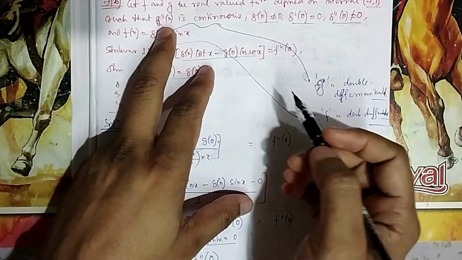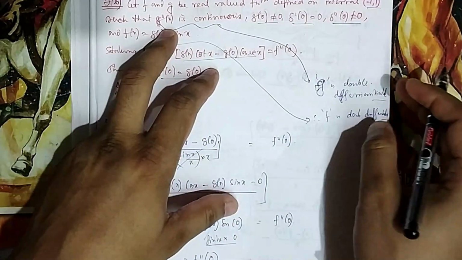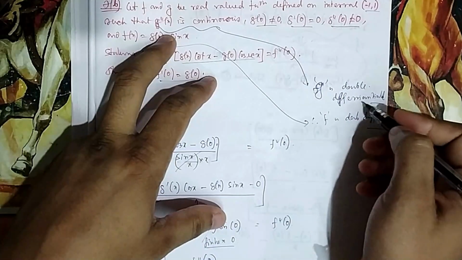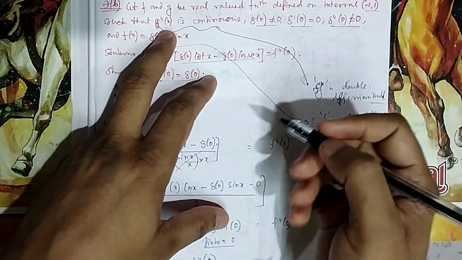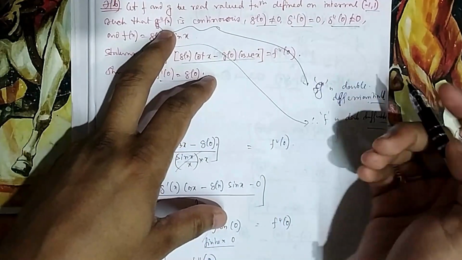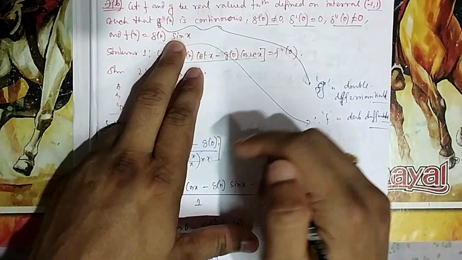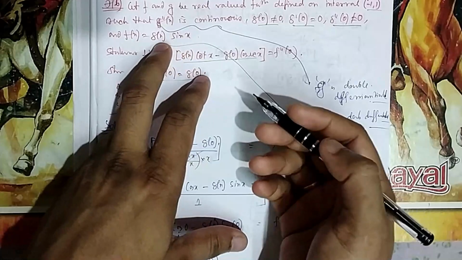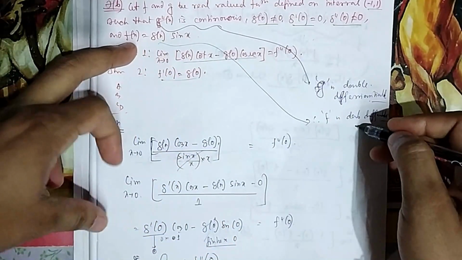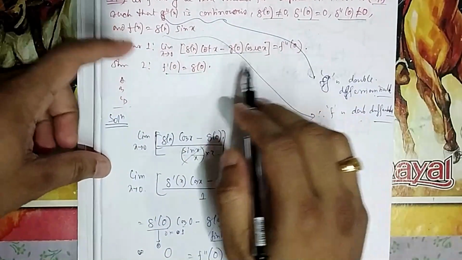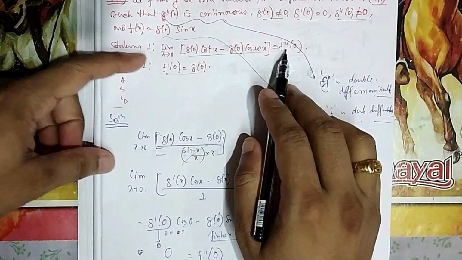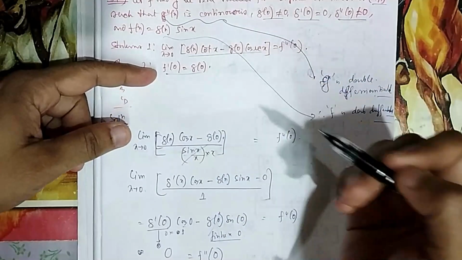Now what is the meaning of this? g double dash is continuous. That means g is a double derivable function, because you are getting the double derivative and it is continuous. And f is equal to g into sine, and since sine's double derivative is possible and g is also double derivable, you can think that f is also double derivable. Statement 1 also says so, as you can see.